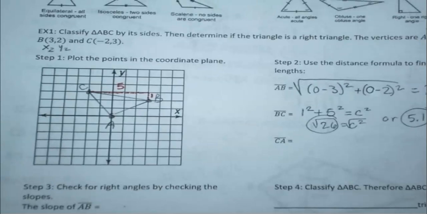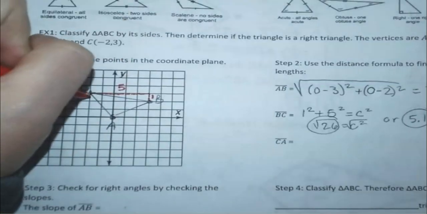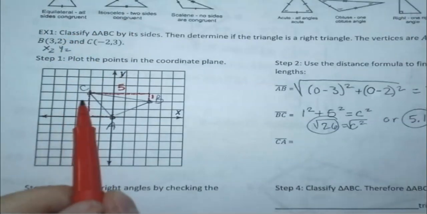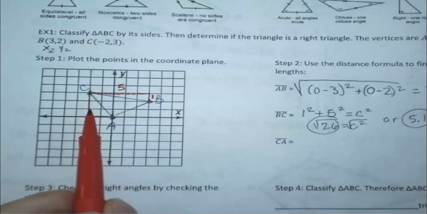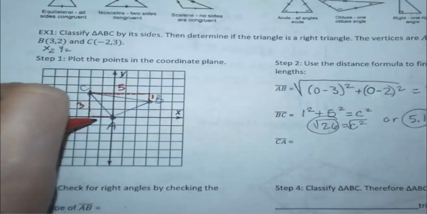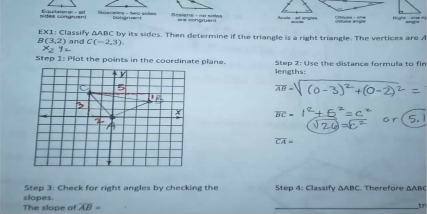So going from C to A, you're going to go down 3, over 2. Why do I do that? I'm creating a right triangle. So I start at C and go down all the way to where I'm even with A. And then I connect it over to A. So it's 3 and 2.